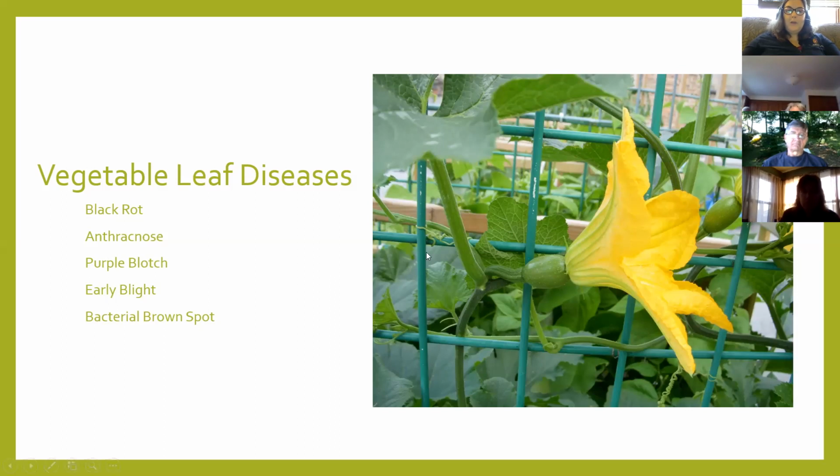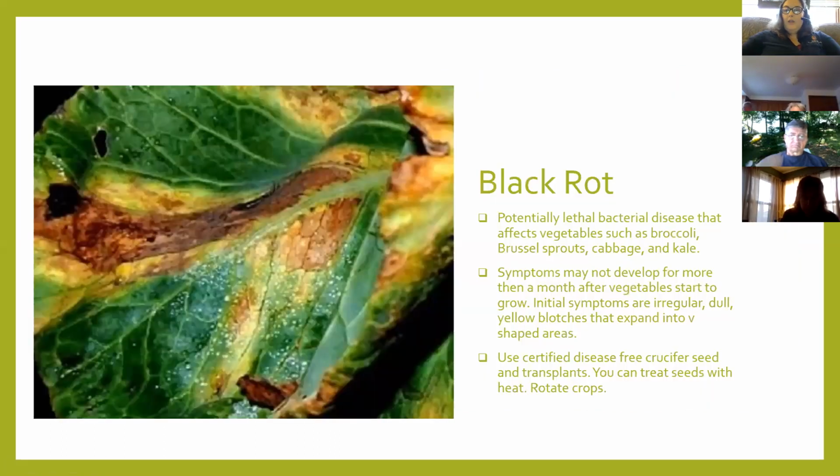All right, so moving on then to vegetable leaf diseases, we have black rot, anthracnose, purple blotch, early blight, and bacterial brown spot. Now, black rot, this can be potentially lethal. It's a bacterial disease. It affects vegetables such as broccoli, Brussels sprouts, cabbage, and kale.